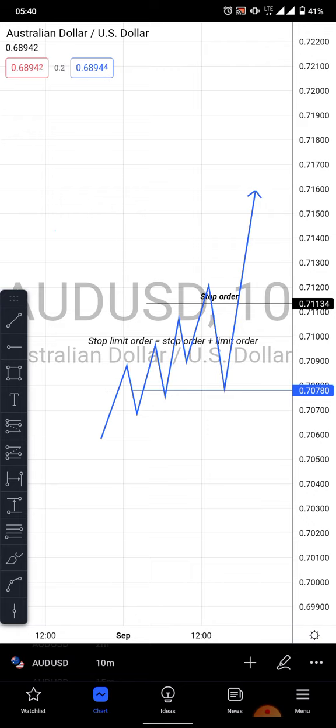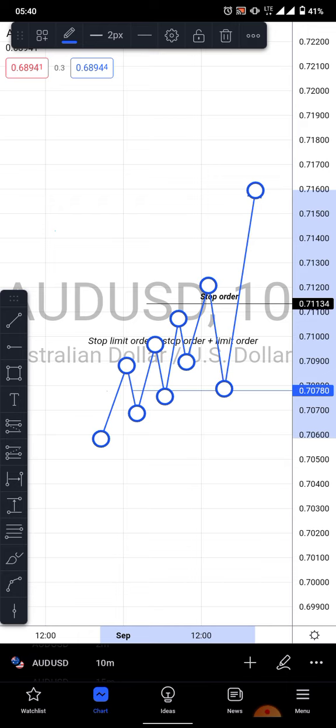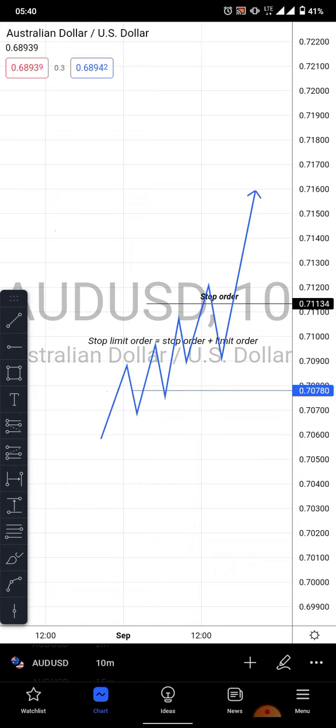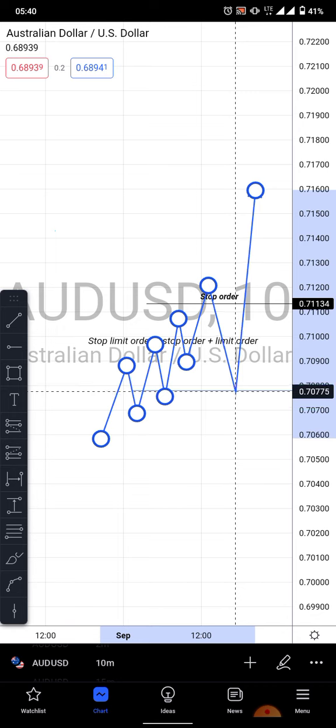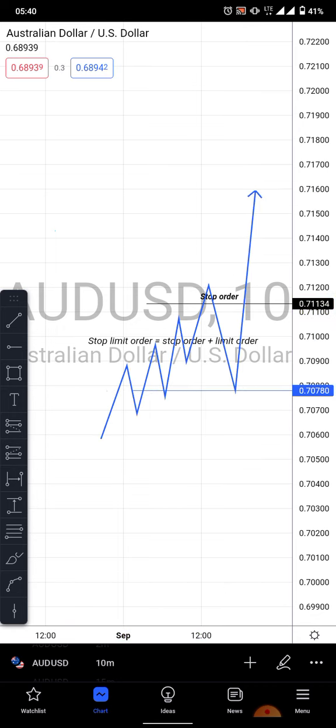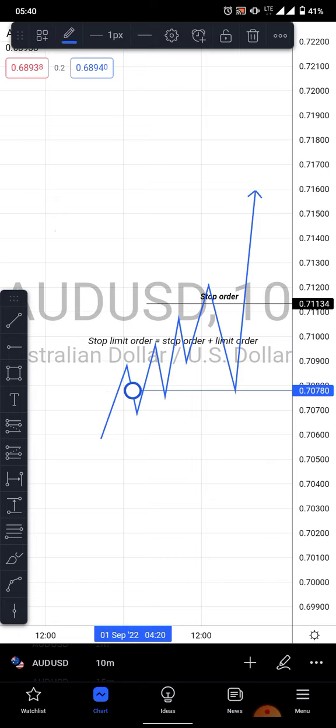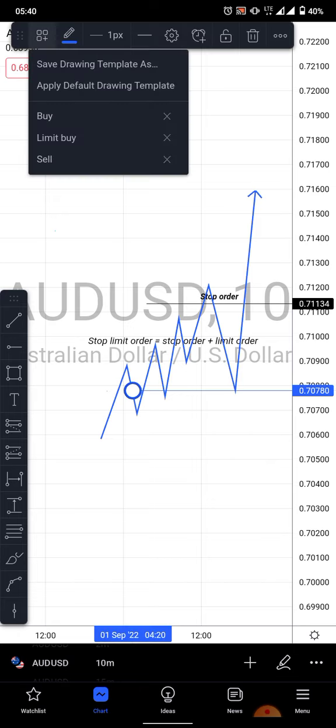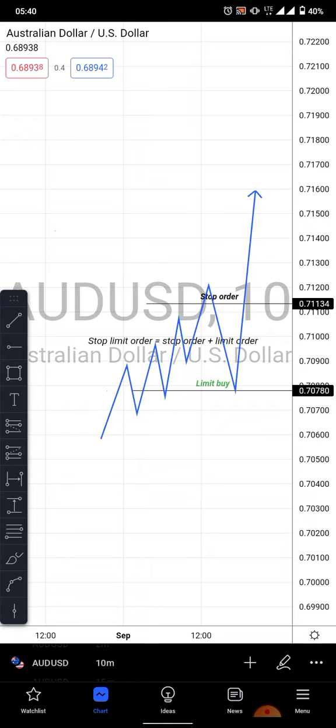You get in now. But what if price does something like this? It hits your stop order, but does not come back to this blue line to hit your limit order. Your limit order won't be placed. For your limit order to be placed, price will first of all hit your stop order. Once price hits your stop order, this will become your limit order. So you see your limit buy now. It becomes your limit buy, right?